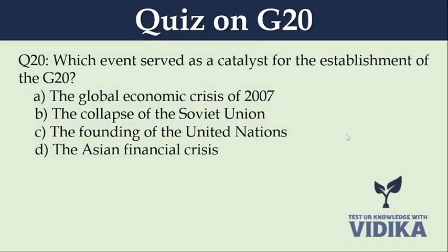Which event served as a catalyst for the establishment of the G20? Option A, the global economic crisis of 2007. Option B, the collapse of the Soviet Union. Option C, the founding of the United Nations. Option D, the Asian financial crisis.